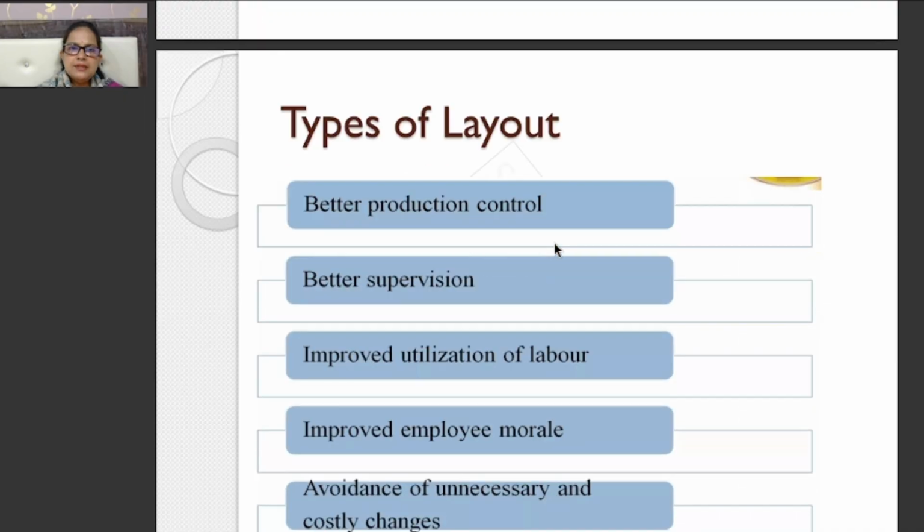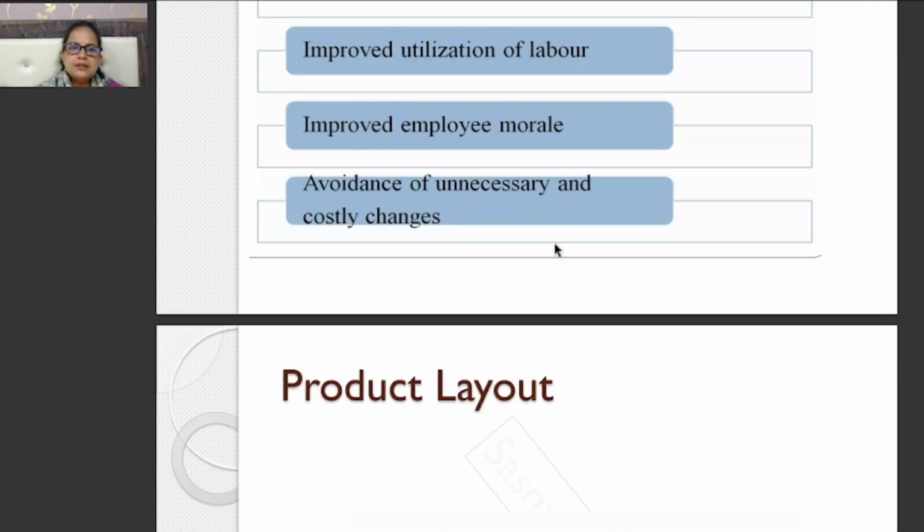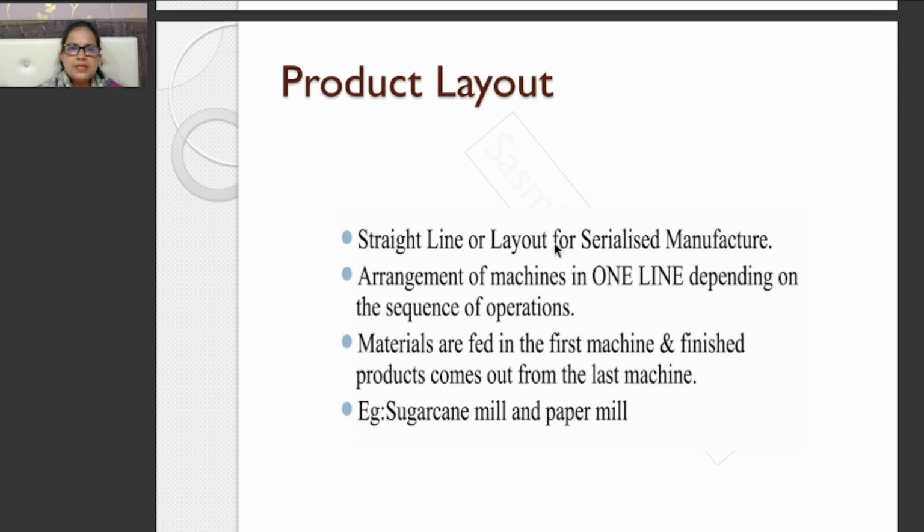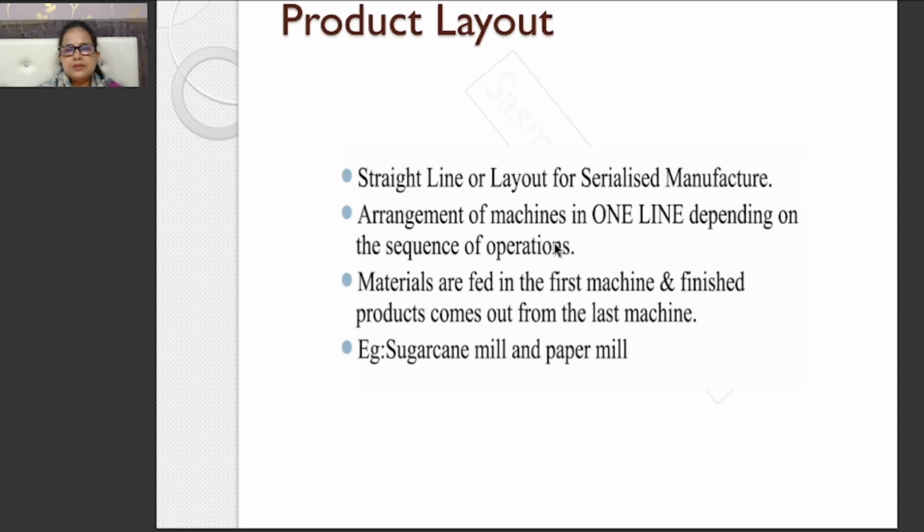We see here, the first one is our product layout. Product layout is nothing but we are concentrating on the product, what type of product we are providing. Product layout is also known as line layout because all the machines are arranged in a line or in a series.